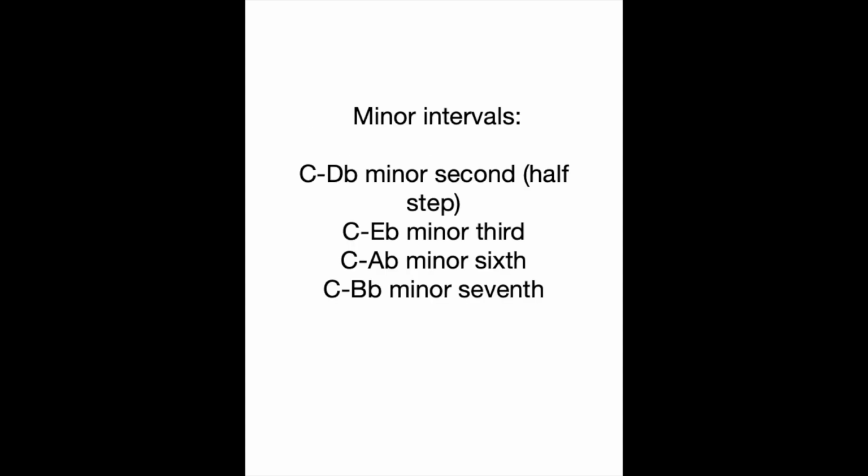When a major interval is lowered, it becomes minor. C to D flat is a minor second. It is also referred to as a half step. C to E flat is a minor third. C to A flat is a minor sixth. C to B flat is a minor seventh.